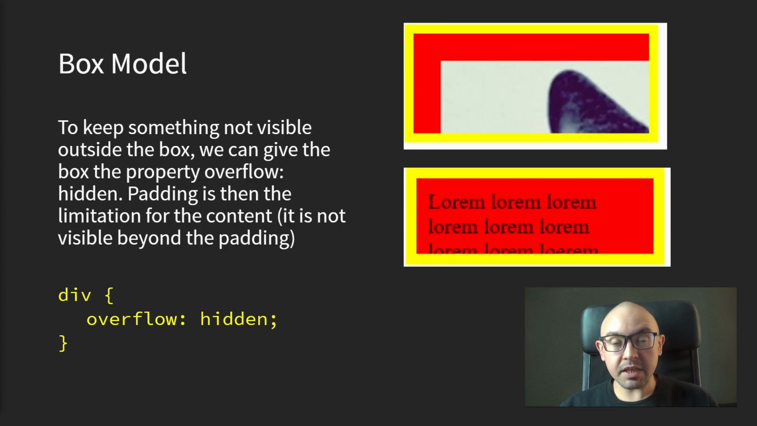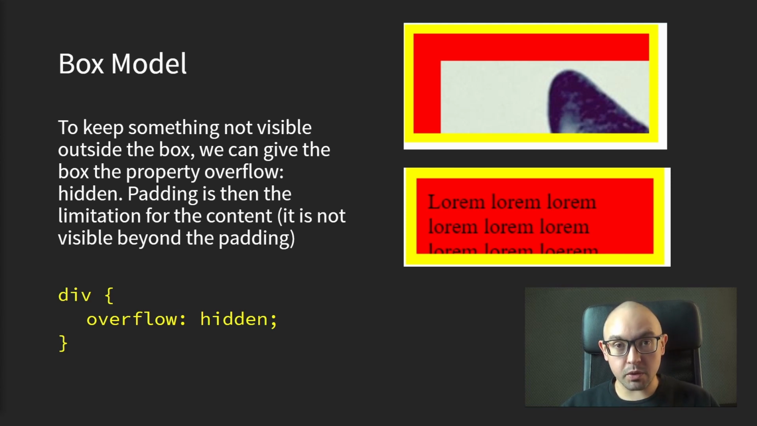To keep something not visible outside the box, we can give the box the overflow hidden property. Padding is then the limitation for the content. The content is not visible beyond the padding. So when our content is bigger than our box, it's simply getting cropped so that it does not stand outside the element's border.